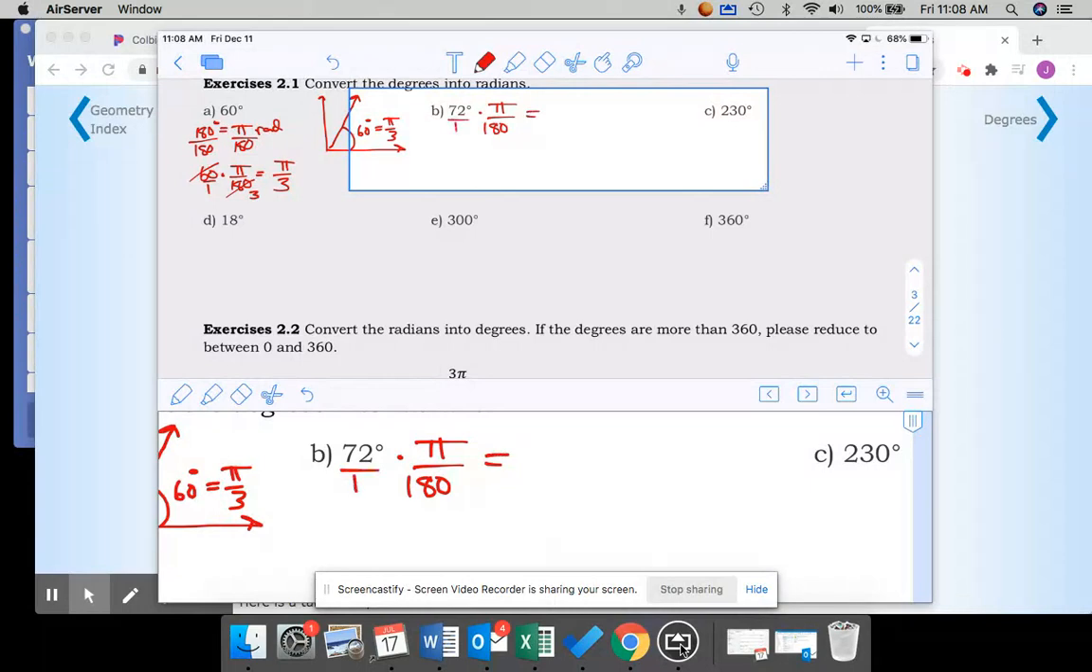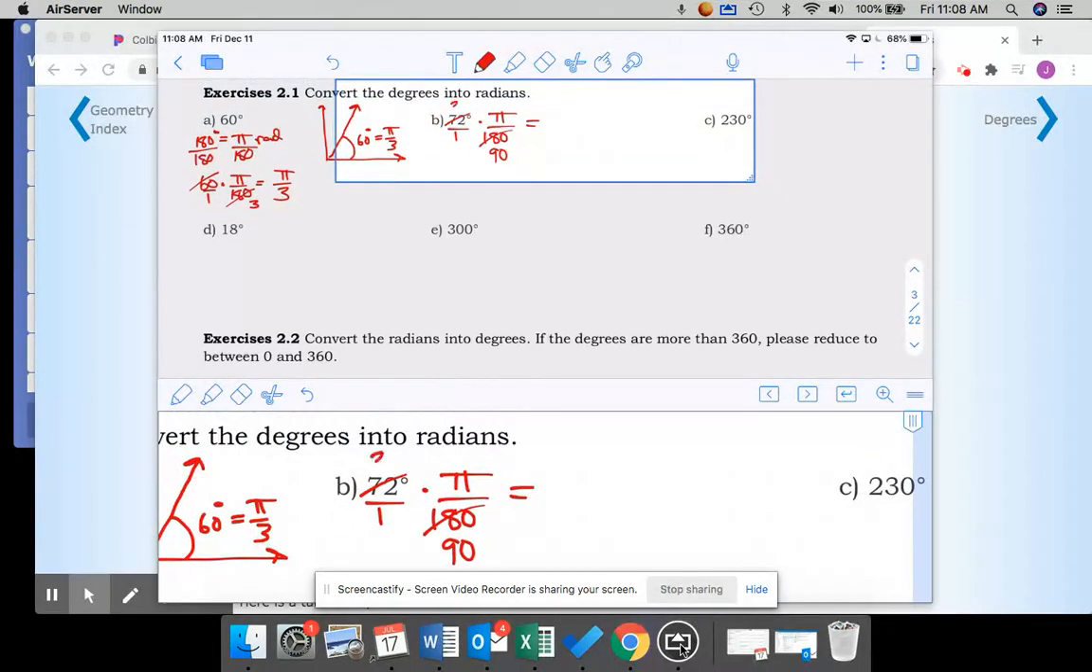I can't really straight up divide this, but I can reduce it a little bit. I see that they are both even. What happens when I divide by 2? I'd get 36 and 90. I can divide by 9 now, and I get 4 and 10. Maybe divide once more. We get 2 and 5. And so it looks like 72 degrees is the same thing as 2 pi over 5 radians. Sweet, let's do it again.